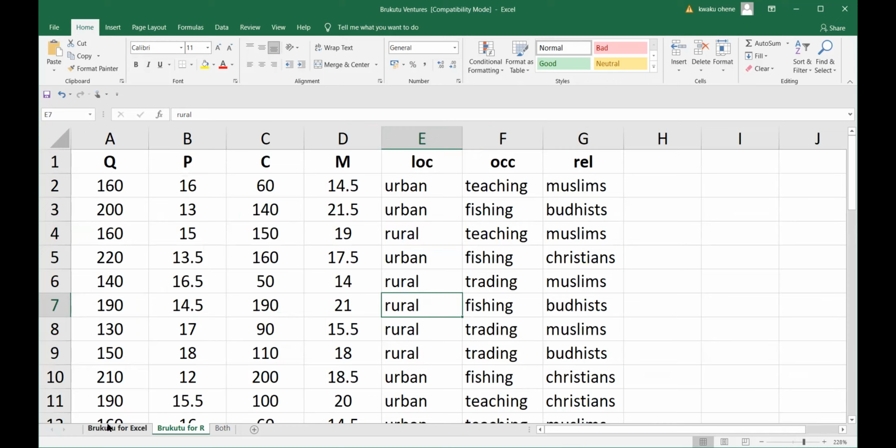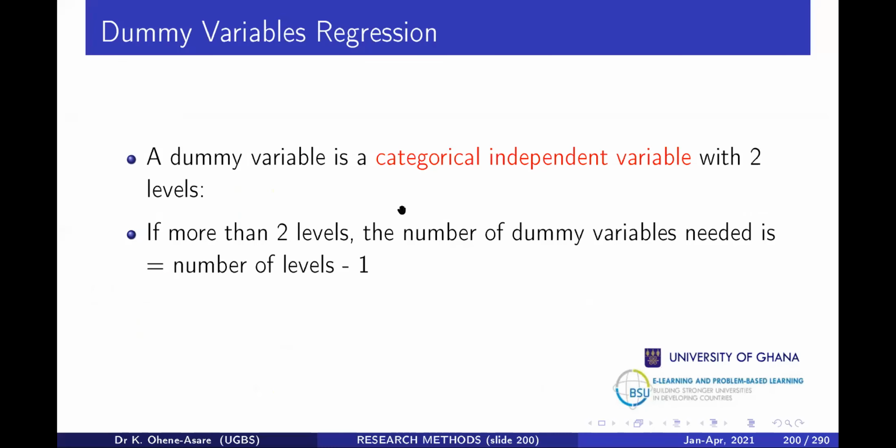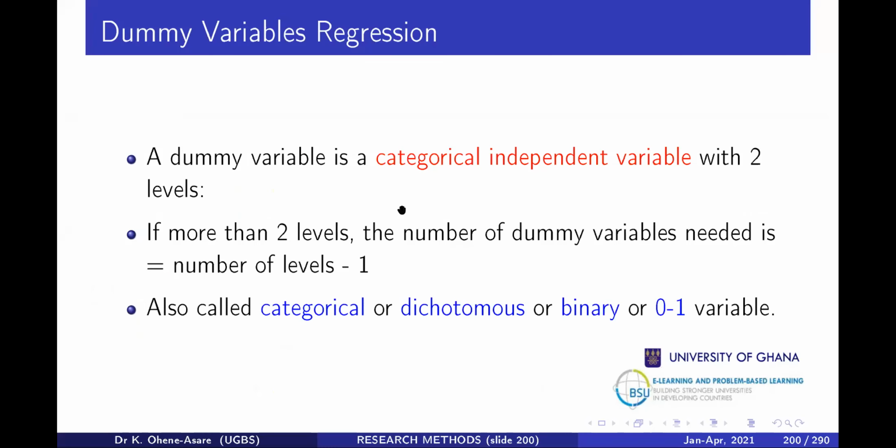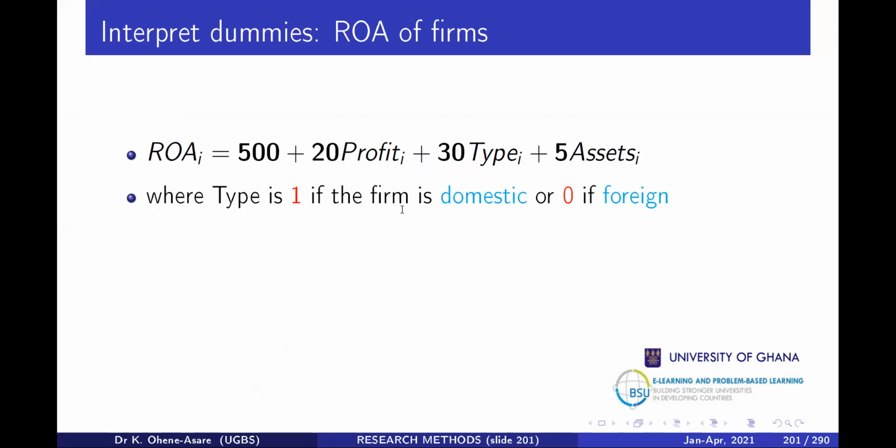And then Excel can best work with this one. So I'm going to do some few analyses in Excel for you, and I'm going to take you back to the dummy variables that we're looking at. In fact, we looked at all of this. The dummy variable is sometimes called categorical variable, dichotomous variable, or binary variable. How you interpret it is important. Please remember, I'll go back to the Excel data. All of these are explained in detail in the other videos. How do you interpret this?